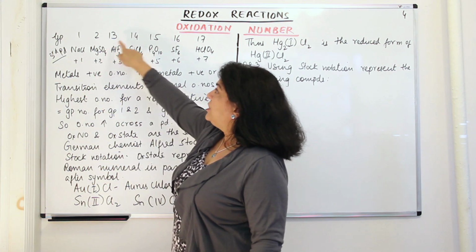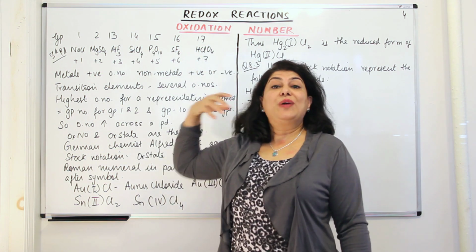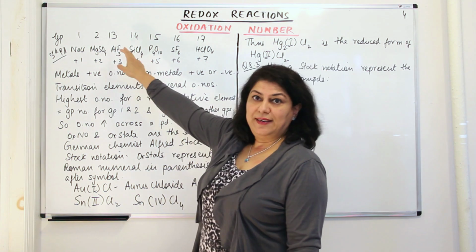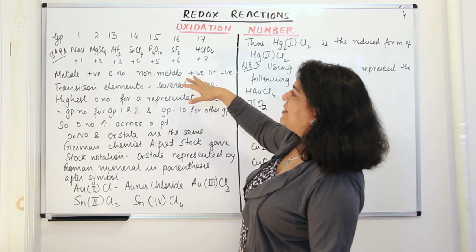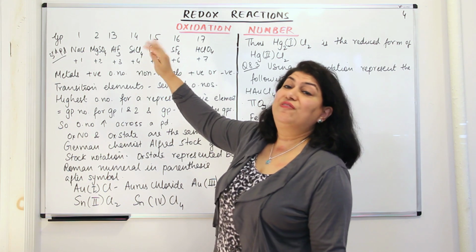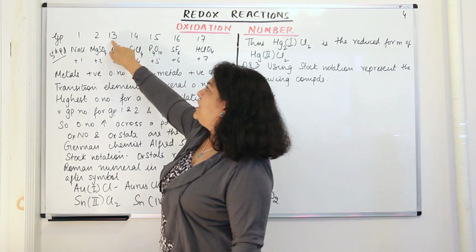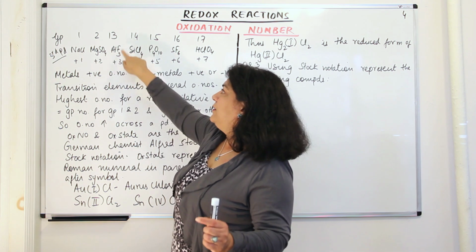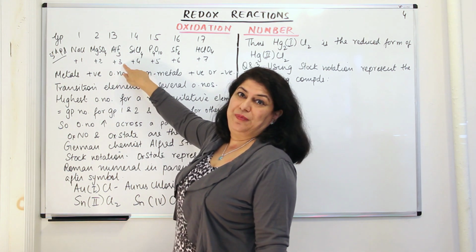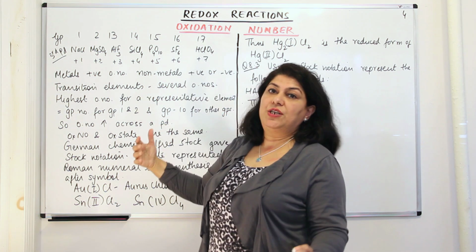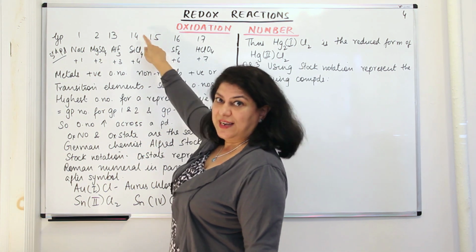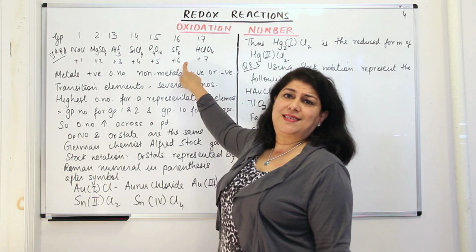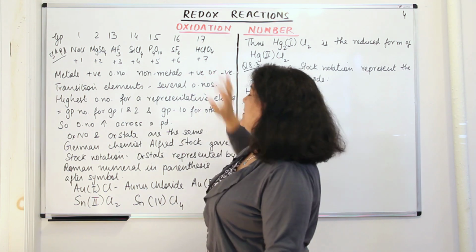But when you come to group 13, 14, 15, 16, 17, how do you calculate the maximum oxidation state in these cases? You subtract 10 from the group number. So, 13 minus 10 will be 3. So the maximum oxidation number of the elements of the 13th group will be +3. For the 14th group, the maximum oxidation state will be 14 minus 10, which is +4, 15 minus 10, +5, 16 minus 10, +6, and 17 minus 10, +7.